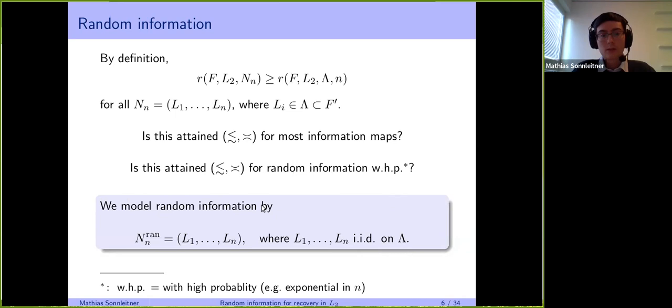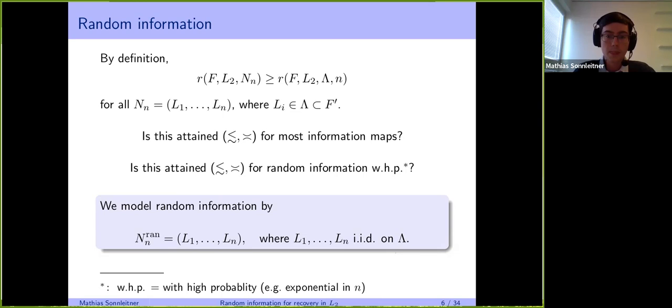So we can model random information by taking such measurements which are identically distributed on Lambda with some measure on this space of measurements. And we will see examples of this where this can be made more concrete. I will first talk about standard information and then come to linear information, where we have the Gelfand widths.